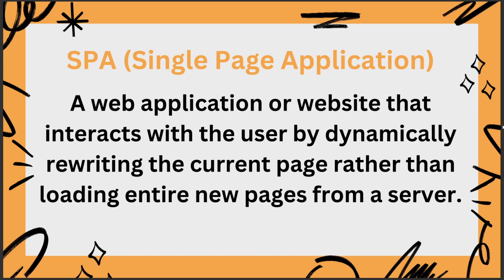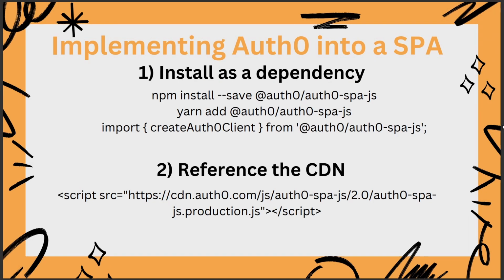Next, going on to a single page application. This is what we will be building in this demo today. A single page application is a web application or website that interacts with the user by dynamically rewriting the current page rather than pulling different pages from the server each time. And then there are two ways that you can implement Auth0 into a single page application. First is installing Auth0 as a dependency using either npm or yarn. And then the second is referencing the CDN in your HTML using a script tag.